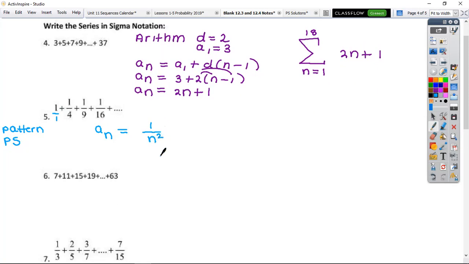Now you're going to write your sigma notation. So sigma notation, 1 divided by n squared. It starts at 1, but where does it stop? Infinity. Excellent. So actually, it's kind of easier to do. So just like that.